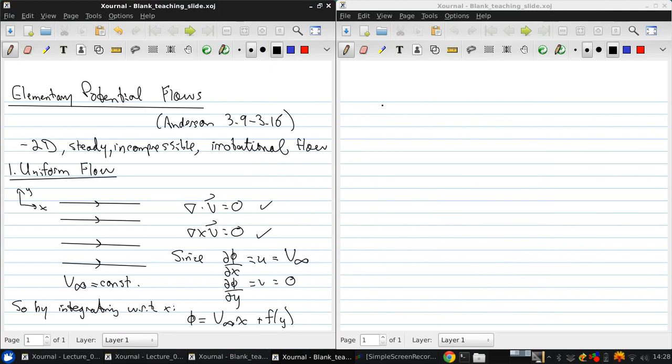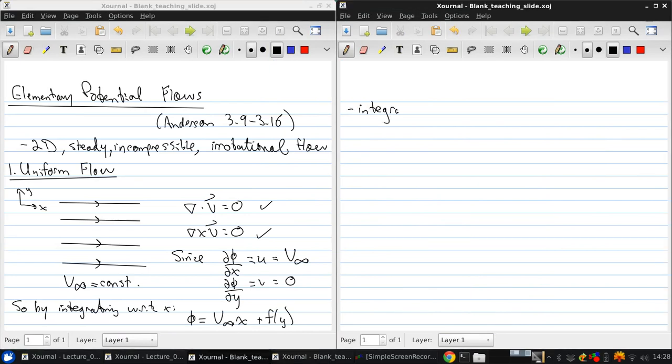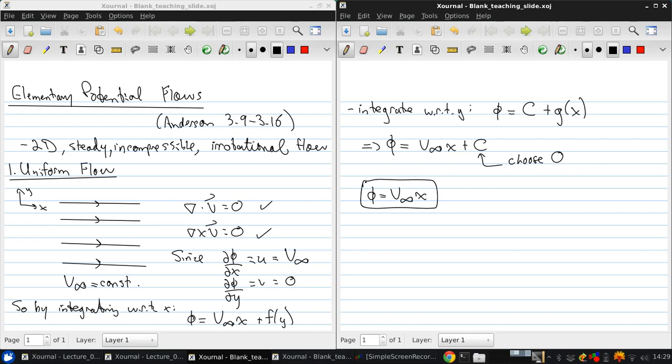And then if we integrate with respect to y, we get, since there's no functional dependence here, some constant plus g times x. So the velocity potential is V infinity times x plus constant. And we can pick anything we like for this constant, so let's just choose zero. So then phi equals V infinity x, simply. By a similar kind of derivation, you can get that the stream function is V infinity y.